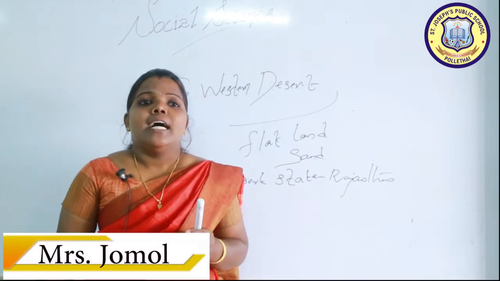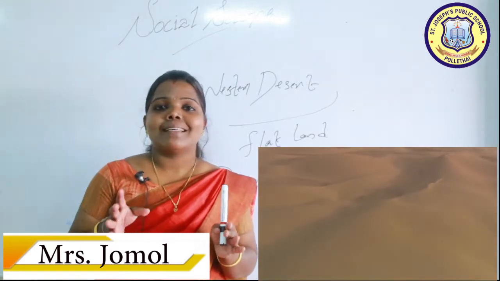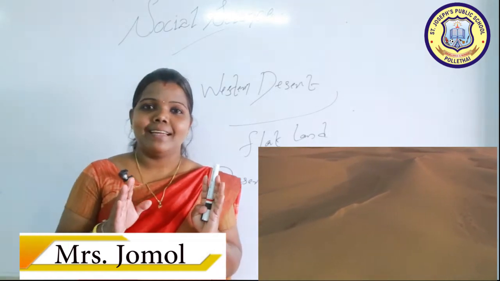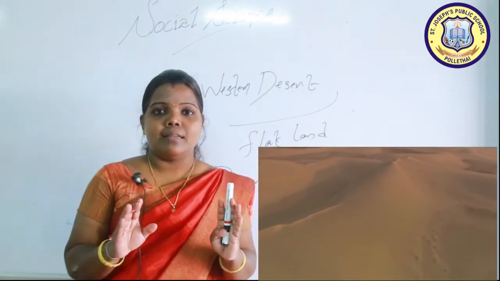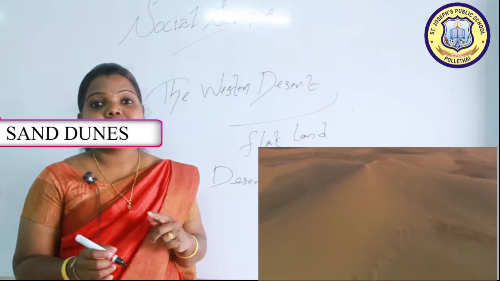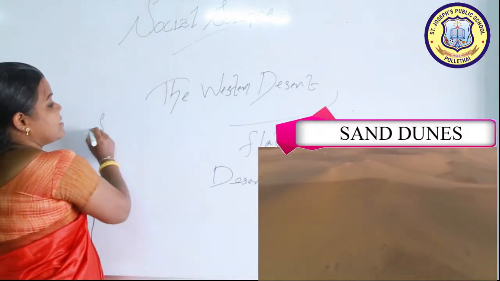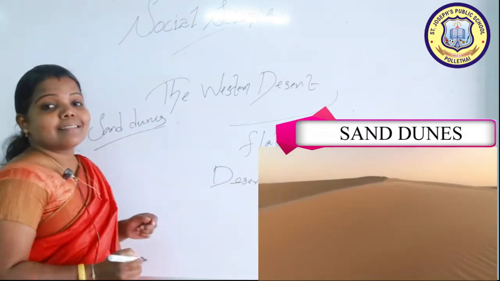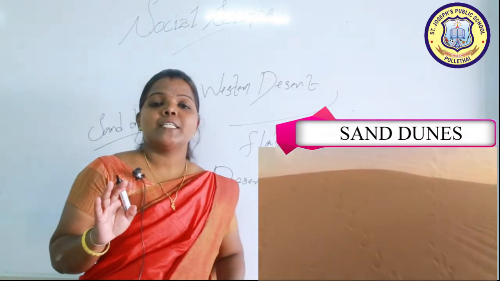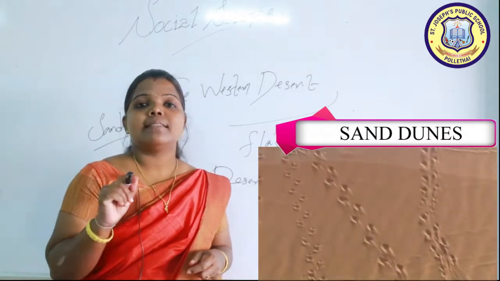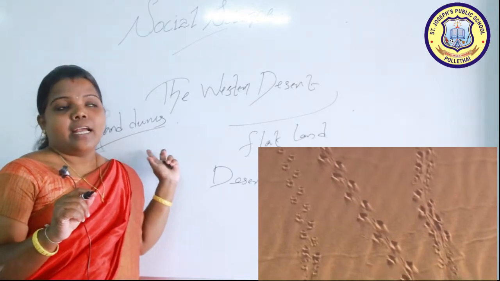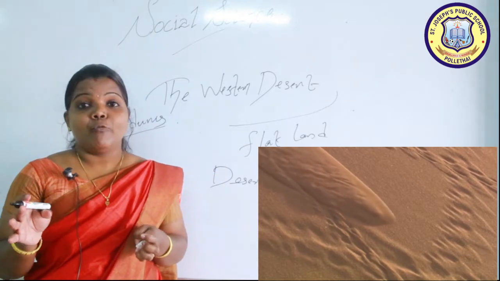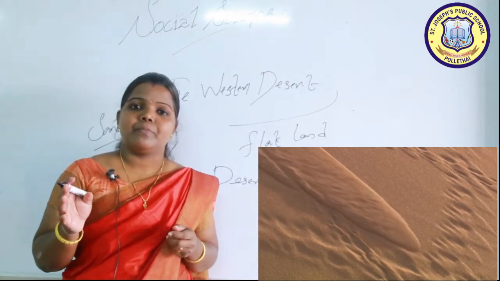Then children, the loose sand in the desert forms small hills. Those small hills are known as sand dunes. These sand dunes keep shifting from one place to another due to the strong winds.